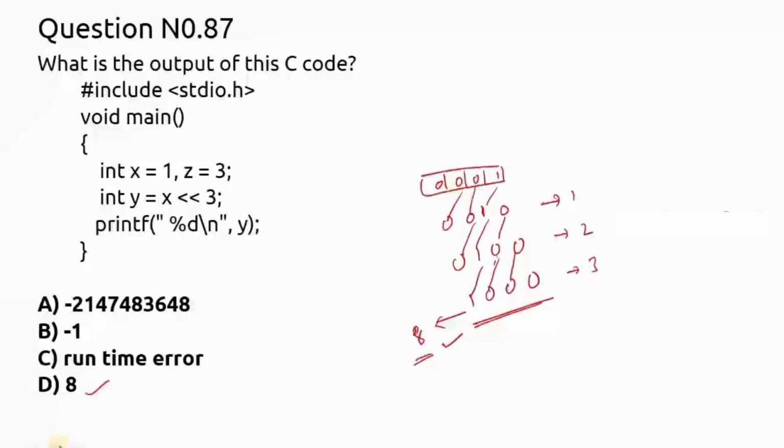So this is what happens when you go for shifting. You have right shift also. The 1 bit will be shifted right, and the most significant bit will become 0. So in left shift, the least significant bit will become 0. So the answer is D.